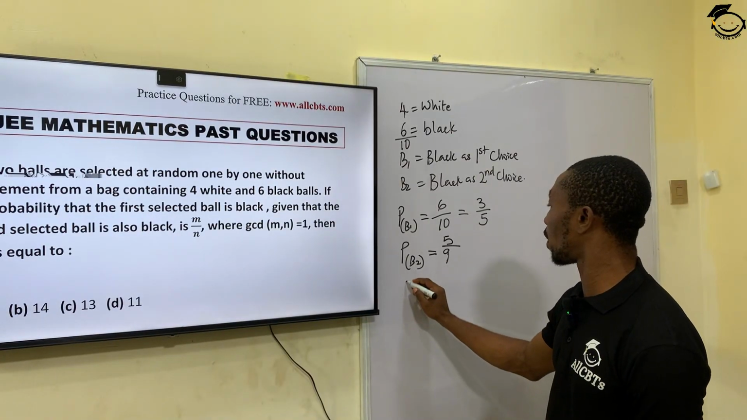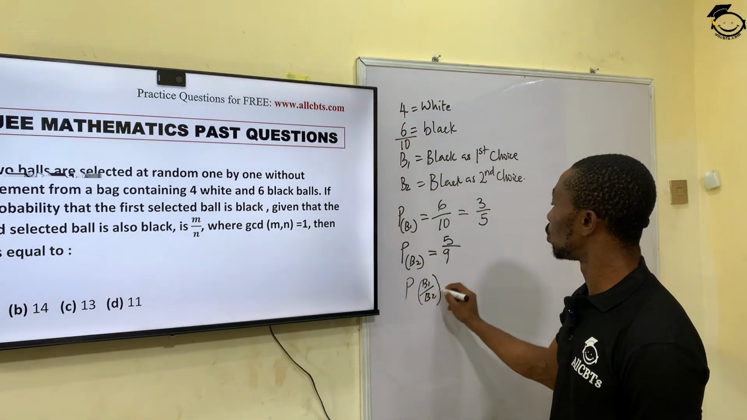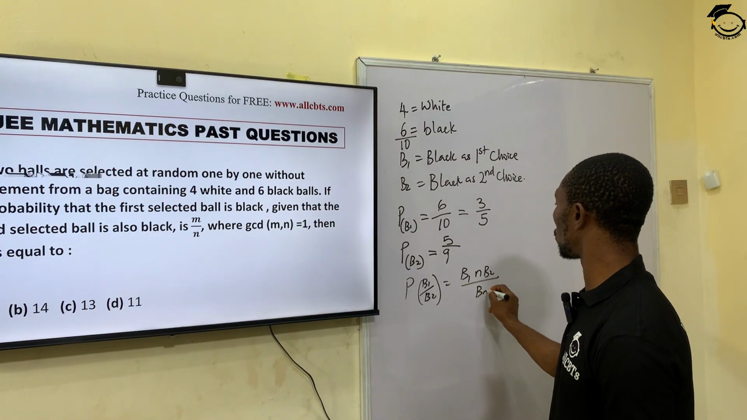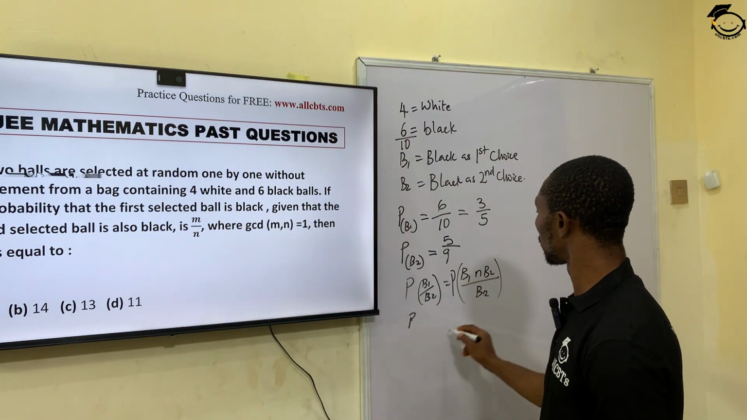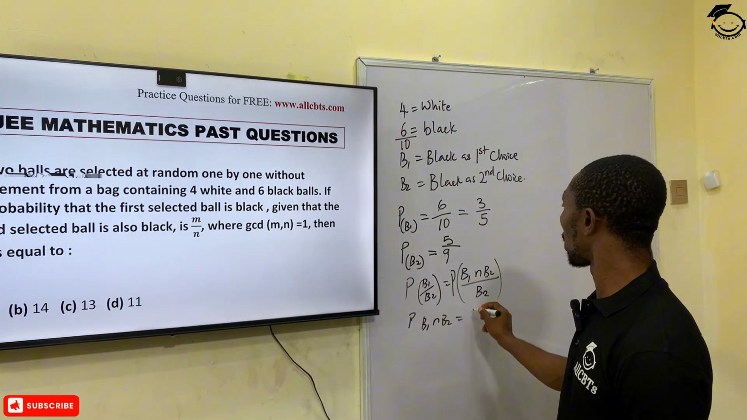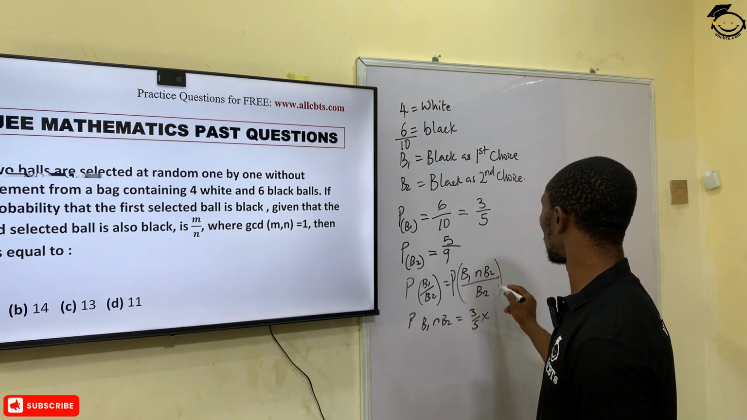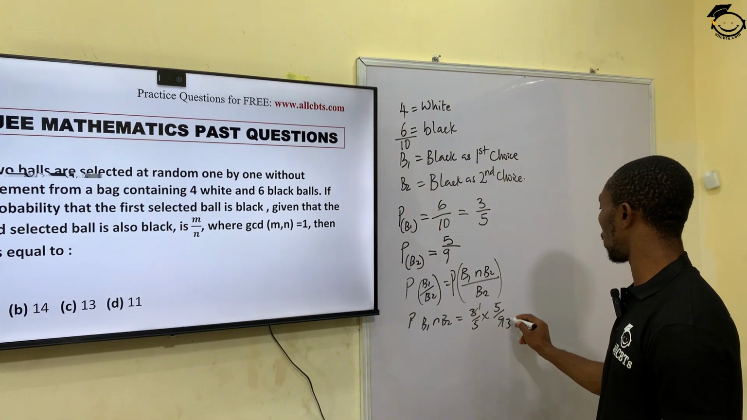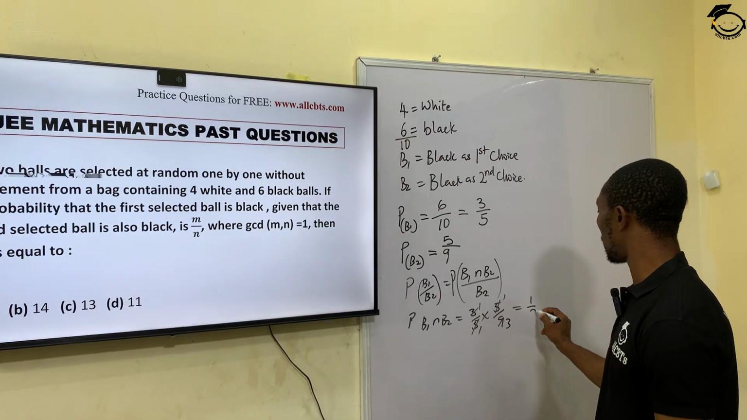So from here, we have the probability of B1 given B2 to be probability of B1 intersection B2 all over probability of B2. For the probability of B1 intersection B2, that would be our probability of B1, 3 over 5, times 5 over 9. The 3 and 5 cancel, which gives us 1 over 3.